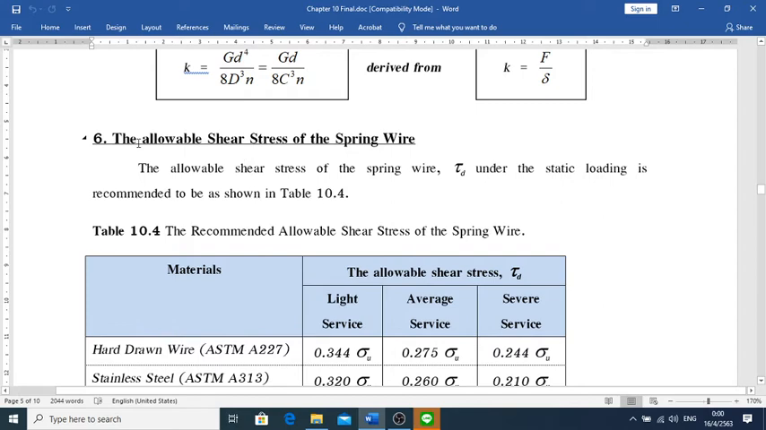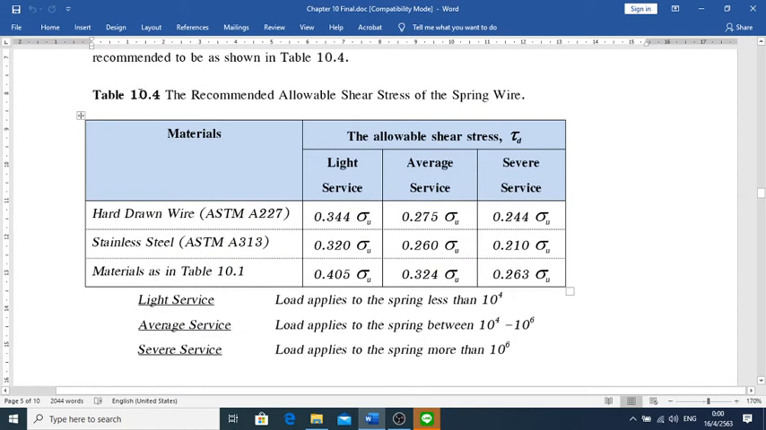And then the allowable shear stress of the spring valve, the recommendation for the style design of the spring is going to be in Table 10.4 for the hot drawn wire. We're going to have for the light services, meaning the load applied is less than 10 to the power of 4. For the average services, it's going to be 10 to the power of 4 to 10 to the power of 6, about 1 million life cycles. Serious services are going to be 1 million lifetime. Therefore, this is stainless steel, and that's what we're going to have for services, recommended to look like that.